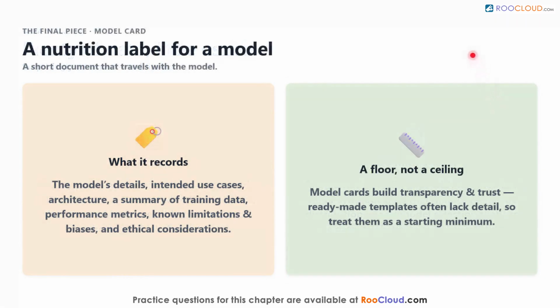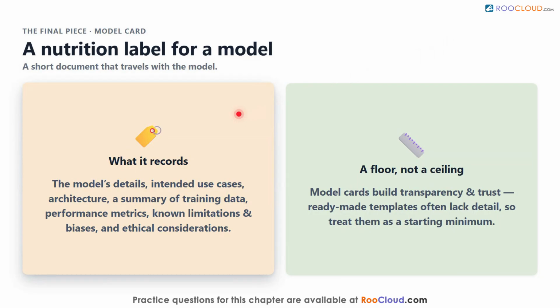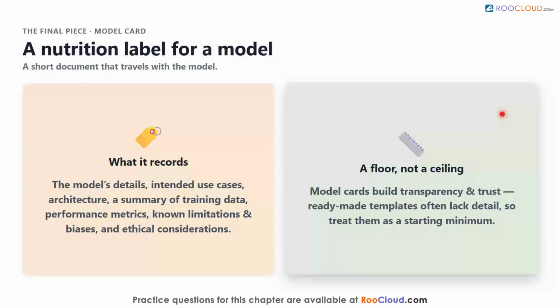The final piece is the model card, which is a short document that travels with a model, like a nutrition label on food. It records the model's details, its intended use cases, its architecture, a summary of its training data, its performance metrics, its known limitations and biases, and its ethical considerations. Model cards build transparency and trust, and while ready-made templates exist, they often lack enough detail, so treat them as a floor rather than a ceiling.